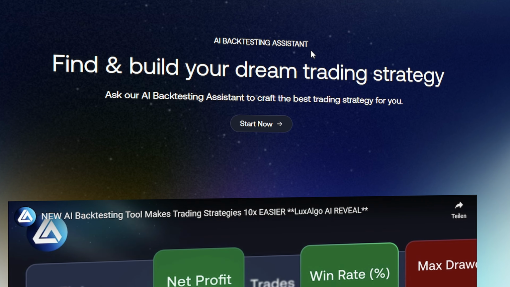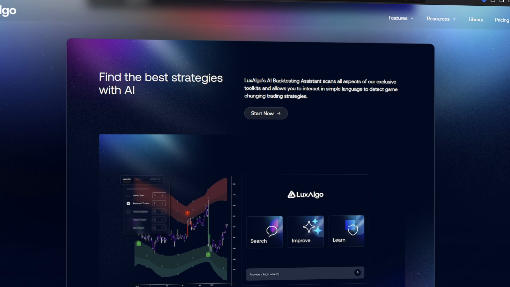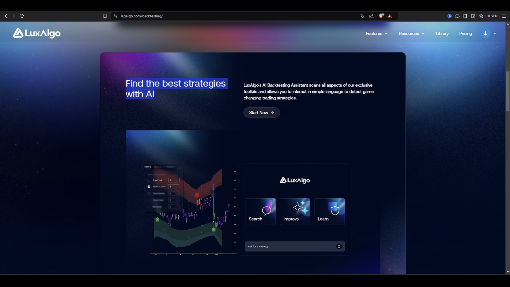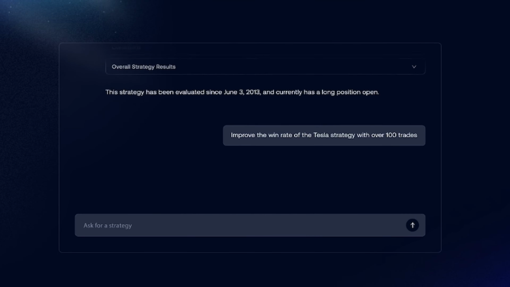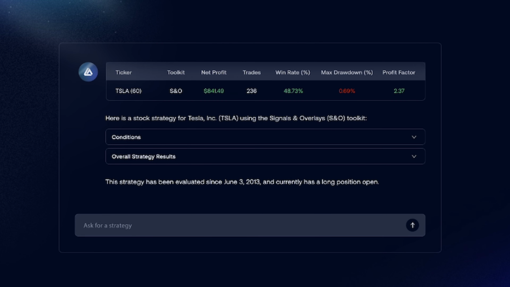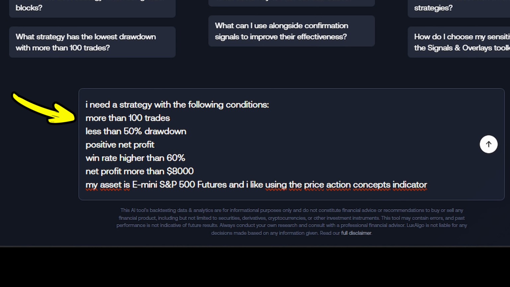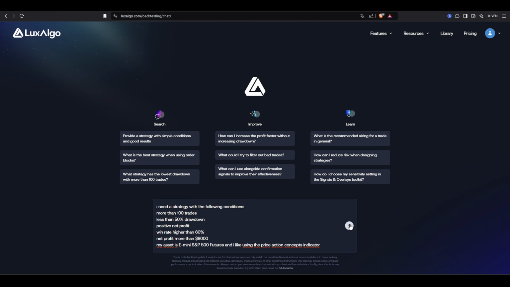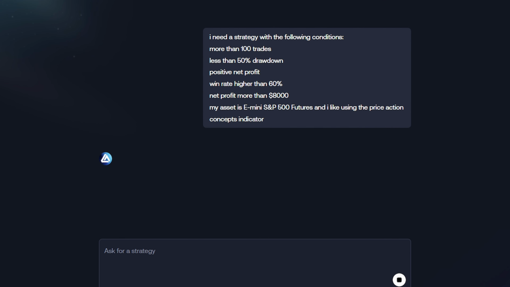Imagine having a trading assistant so advanced that it's like having ChatGPT, but exclusively tailored to LuxAlgo's premium toolkits. Now picture being able to ask it specific complex questions like I did recently. I asked LuxAlgo's brand new AI backtesting assistant for a strategy with these conditions: over 100 trades, less than 50% drawdown, a win rate above 60%, and a net profit exceeding $8,000. Oh, and I wanted to trade the E-mini S&P 500 futures using the price action concepts indicator.